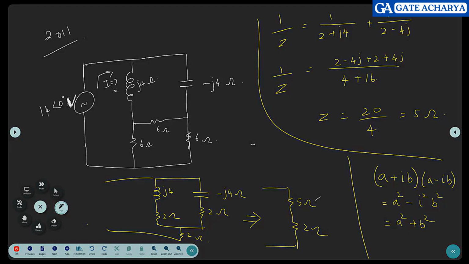Final answer is 14 divided by 7. 14 divided by 7, it will be 2 amps. The current is 2 amps. i square is minus 1.